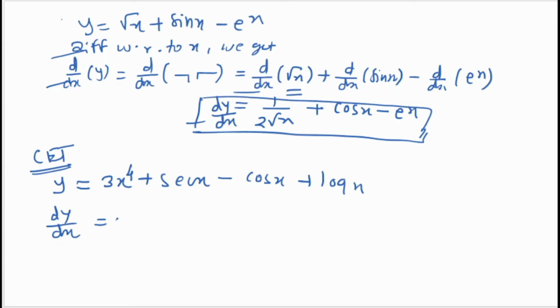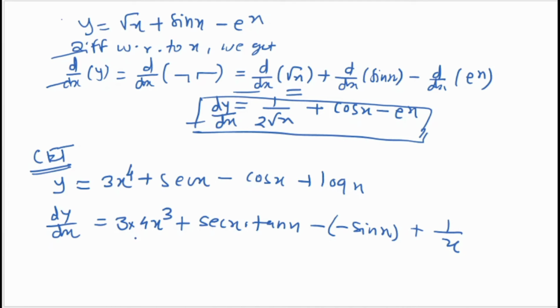So we solve directly: 3 into, what is the derivative of x raised to 4, that is 4 into x raised to 3. Derivative of sec x, that is sec x into tan x, minus derivative of cos x, that is minus sin x, and the derivative of log x, that is 1 upon x. In the final step, 3 fours become 12, minus minus becomes plus. Okay, so we get the solution.